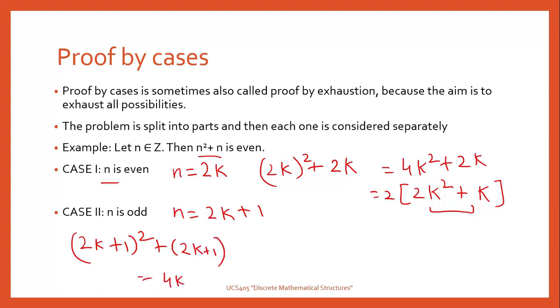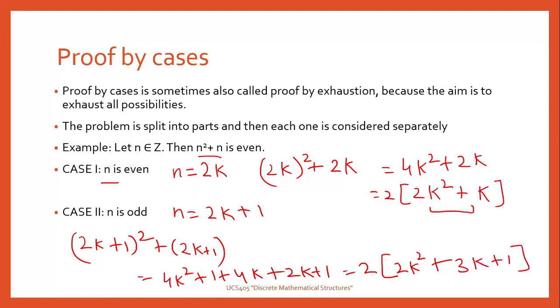Solving it, we will get 4k square plus 1 plus 4k plus 2k plus 1, which will be equal to twice of (2k square plus 3k plus 1). Again, it is an integer because k is any integer. Twice of integer is even, so we can say if n is odd, then n square plus n is an even number. Hence, we have proved that if n is an integer, then n square plus n is even.